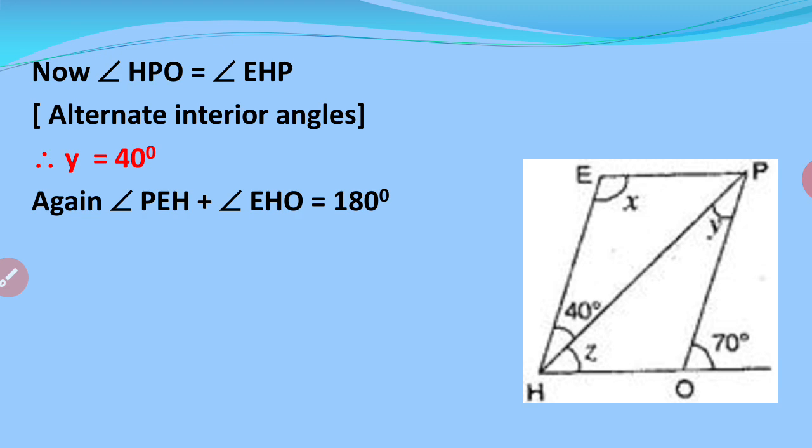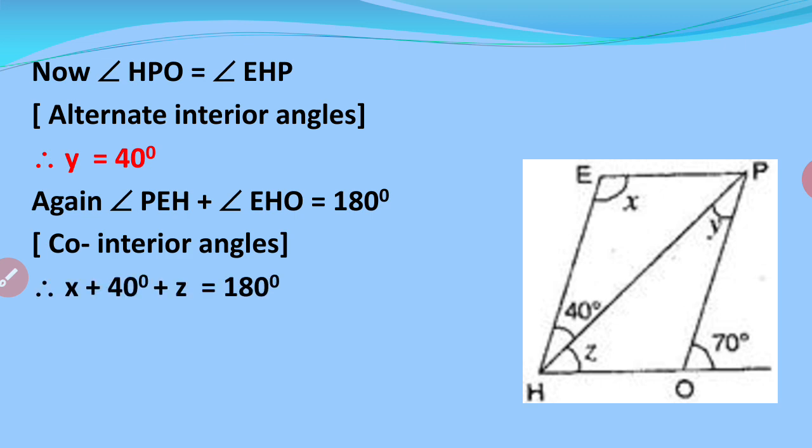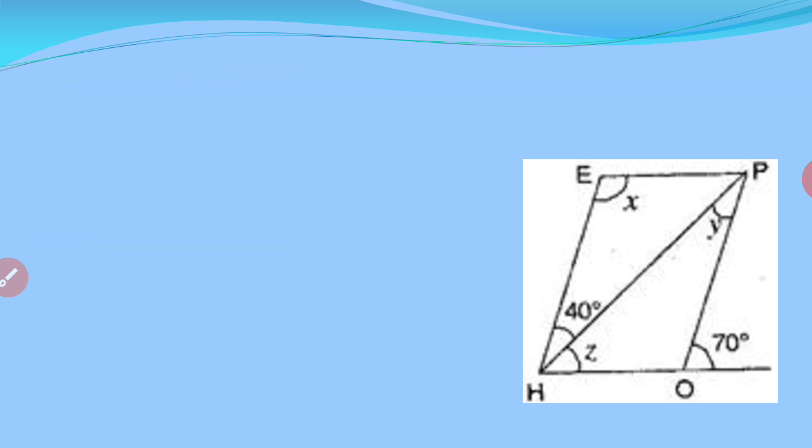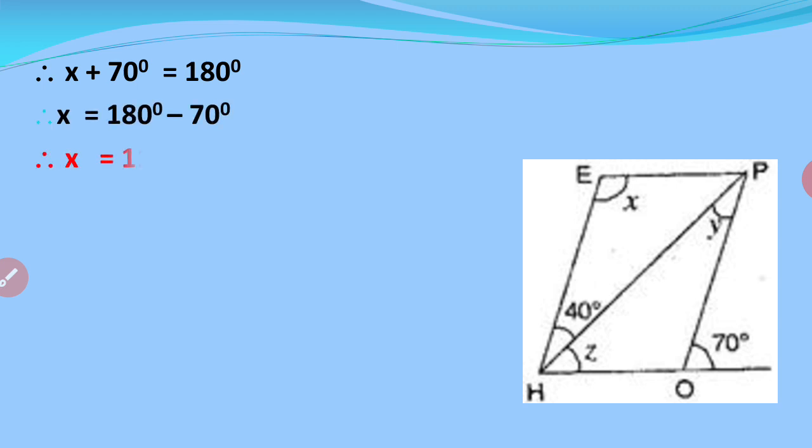Now angle PEH plus angle EHO is 180 degrees, because they are co-interior angles. They can also be called adjacent angles of the parallelogram. So X plus 40 plus Z is equal to 180, wherein we already know the value of Z, which we have substituted as 30 degrees. We proceed with the calculation. We get the measure of X to be equal to 110 degrees. So this is how we have obtained the three measures.